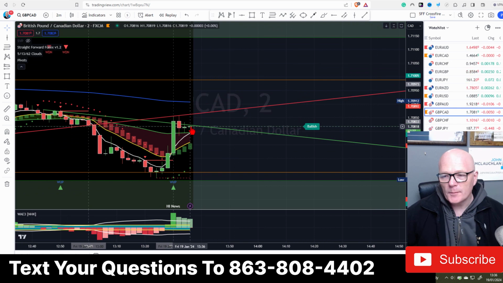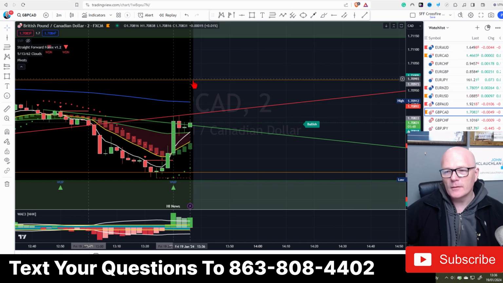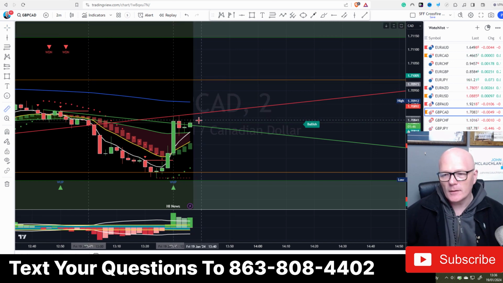But if this price then did continue, first of all, you've got resistance at the green, you've got resistance at the red, and you've got resistance at the 200. And then you've got only a small amount of movement to the pivot. Okay, so let's have a look.